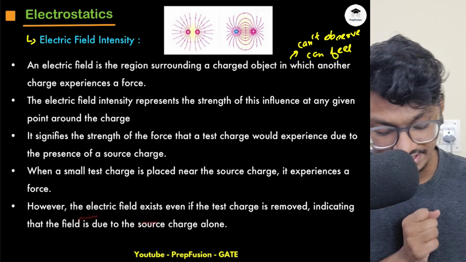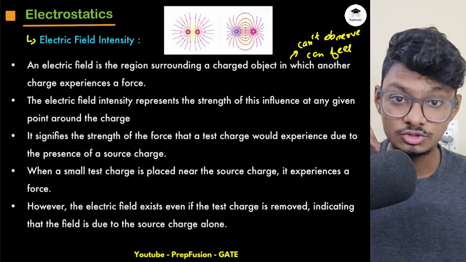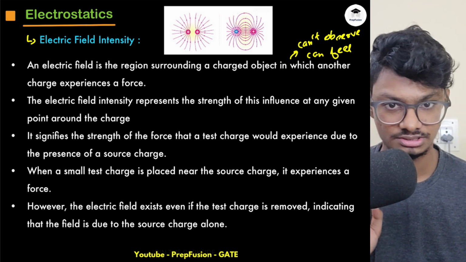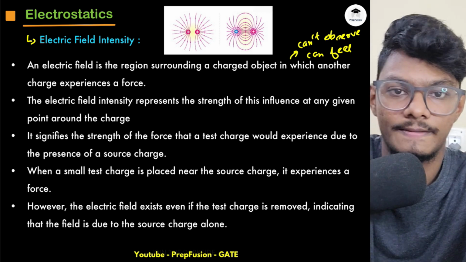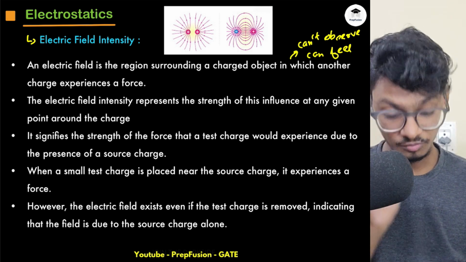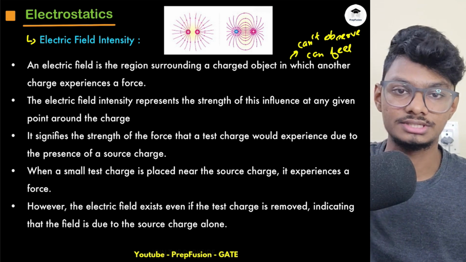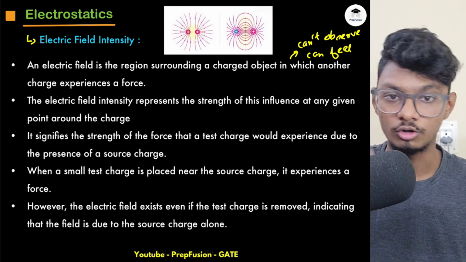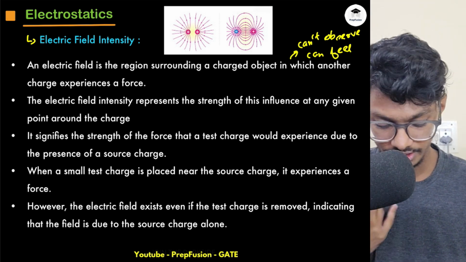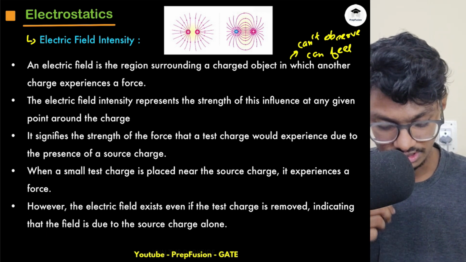However, the electric field exists even if the test charge is removed, indicating the field is due to the source charge alone. So for us to see the effects of electric field intensity, we had to place a test charge near this positive charge. But if I remove this test charge, this electric field will still remain, although I cannot see it. I can see lights and all those things, but I cannot see the electric field intensity. So that is one drawback.